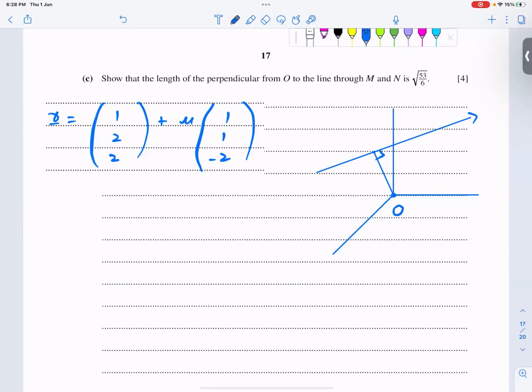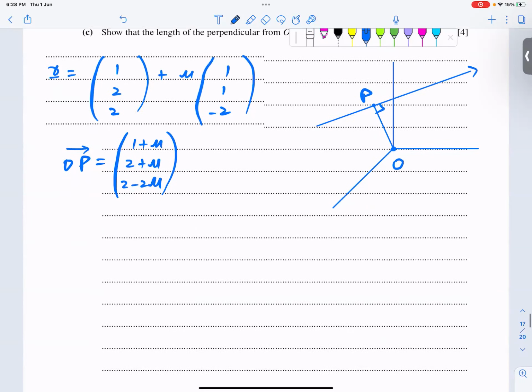Now we can write P here. Okay, any point. So we learned the concept that whenever we have a point P, any point on the line, we can write its position vector using the equation. Okay, we can use our given equation as the position vector of any point. So this will be 1 plus mu, using the line, 2 plus mu, then 2 minus 2 mu. Let me tell you this concept using basic algebra.